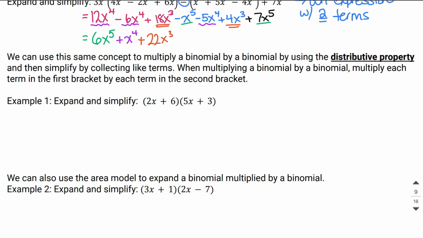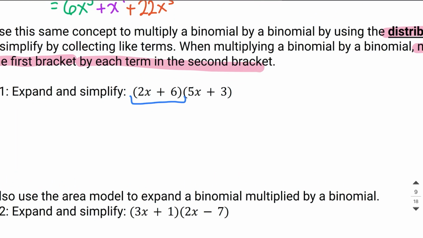So we can use the same concept to multiply a binomial by a binomial, still using the distributive property, and then simplify by collecting like terms. But when multiplying a binomial by a binomial, you need to multiply each term in the first bracket by each term in the second bracket. So let's talk about how this would look. I have this first bracket here, and I'm going to multiply it by the second bracket that I have right here.